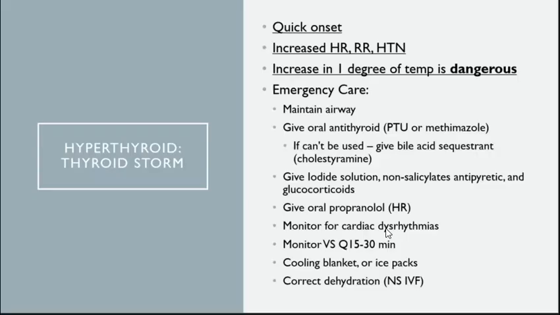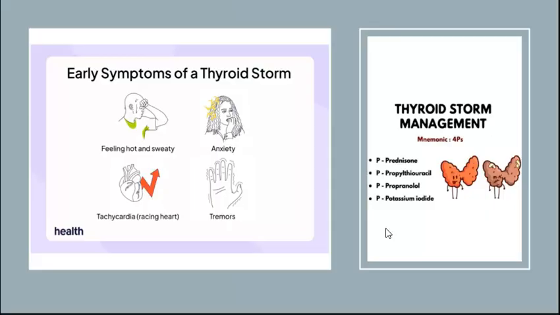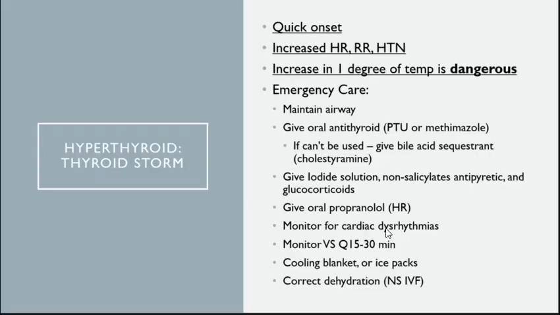Things that we need to do, maintain that airway. We're going to do the 4P medications. So PTU or methimazole, prednisone, potassium, and I can't think of the other one. Sorry. Potassium, propranolol to slow things down. So give iodide solution, non-salicylate antipyretic, and glucocorticoid steroids. Propranolol to slow that heart rate down and to vasodilate them.